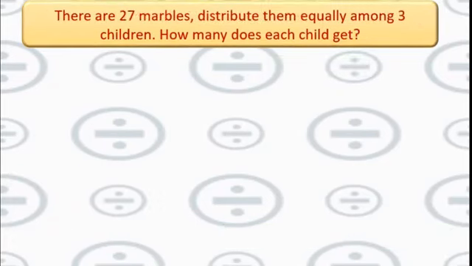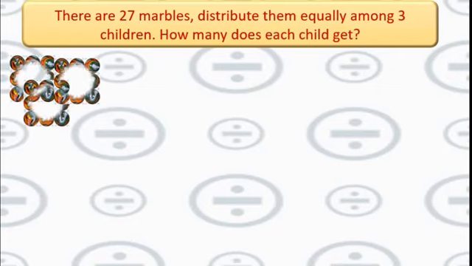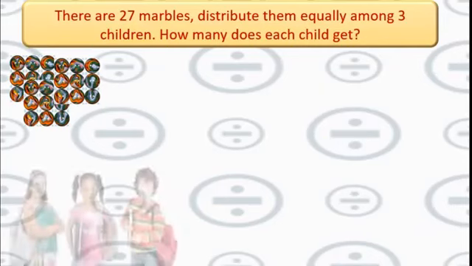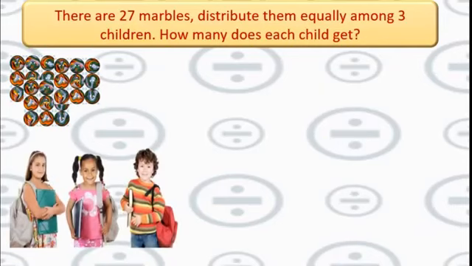There are 27 marbles. Distribute them equally among 3 children. How many does each child get? Yes, dear students, you know marbles, correct? These are marbles. How many marbles are there? 27 marbles are there. And how many children are there? 3 children are there. Means we have to distribute these 27 marbles equally among 3 children. Remember, dear students, division means always distribution is equal.